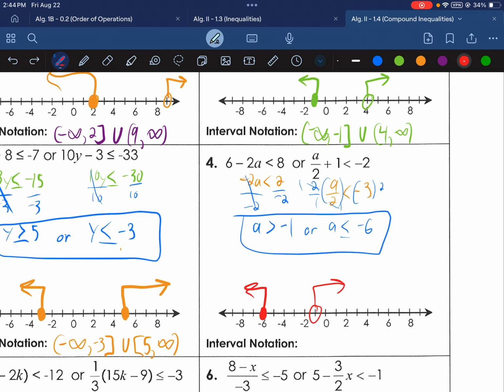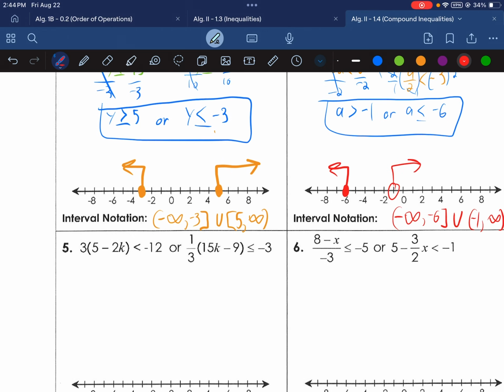So now interval notation: negative infinity, comma, -6, with -6 having a bracket, union, the right-hand part now, after we do the left-hand part, is -1, comma, infinity, with both parentheses.